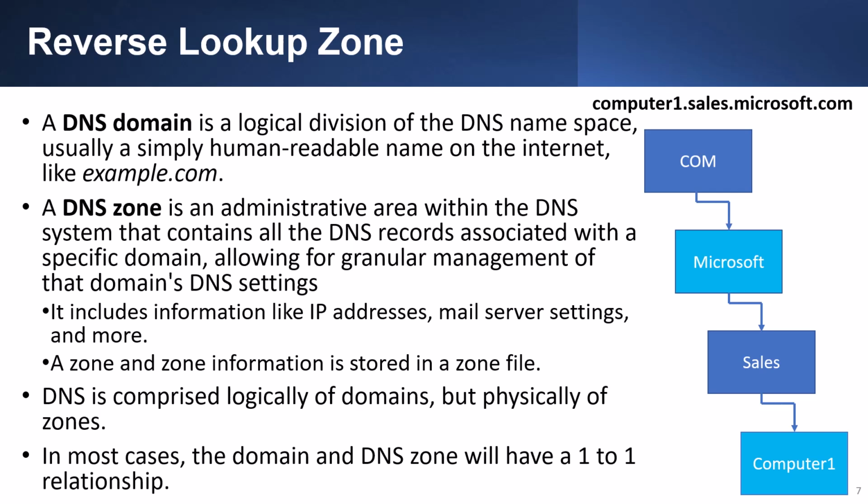A DNS domain is a logical division of the DNS namespace, usually a simple, human-readable name on the internet like example.com. A DNS zone is an administrative area within the DNS system that contains all of the DNS records associated with a specific domain, allowing for granular management of that domain's DNS settings. It includes information like IP addresses, mail server settings, and more. A zone and zone information is stored in a zone file. DNS is comprised logically of domains, but physically of zones. In most cases, the domain and DNS zone will have a one-to-one relationship.